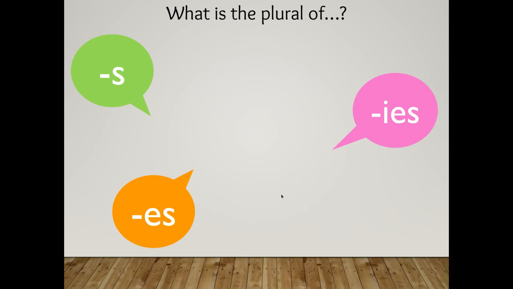Here's our first word. Block. I could have one block, but you know what? That's not very much fun to just play with one block. I need more than one block to play with. So do I add an S, ES, or IES? Write the word blocks on your paper. If you need more time, you can always pause this recording.